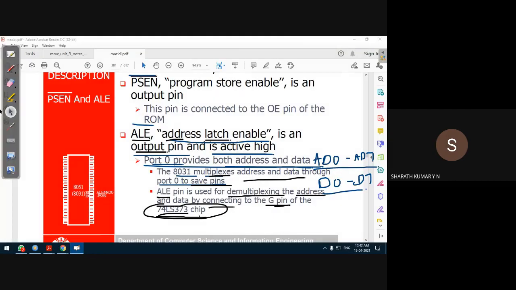But for external memory, since we need to separate the address and data, these lines are latched to address rather than data, so that the external memory IC will read the address first. Let us say I want to reach somebody's house, I need to know the address. Without knowing the address, I cannot reach. Address is the first basic thing. Only if the address is known can we access the location. So that's why the address should be latched and separated from this set of lines.